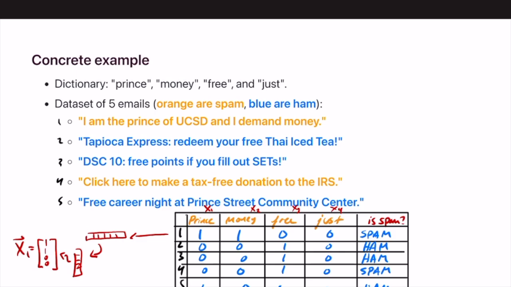The x's get kind of confusing because x's are our observations. We have n number of x's, but then we also have an x for each feature. So these are essentially our features, and these are our observations.